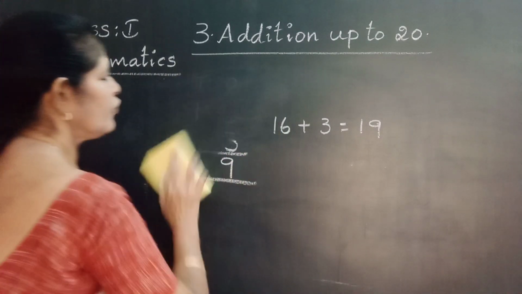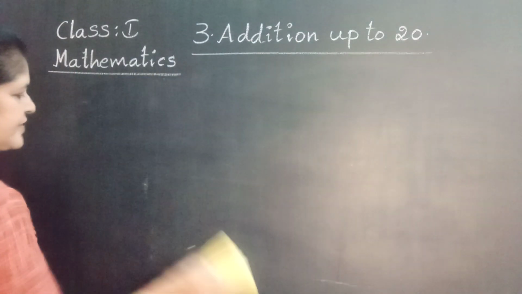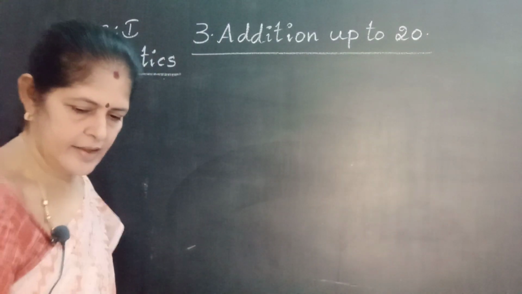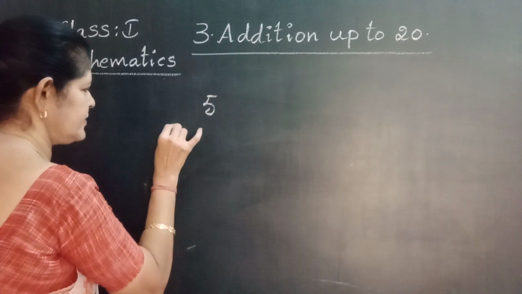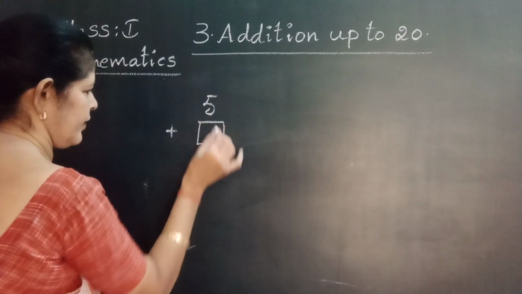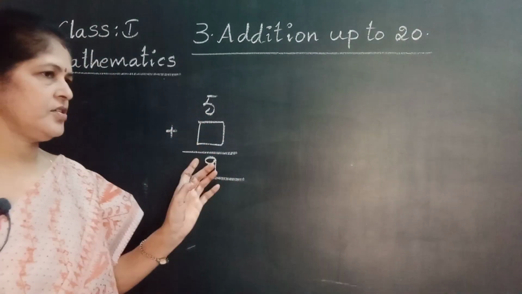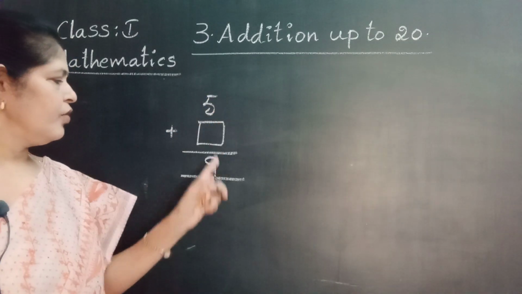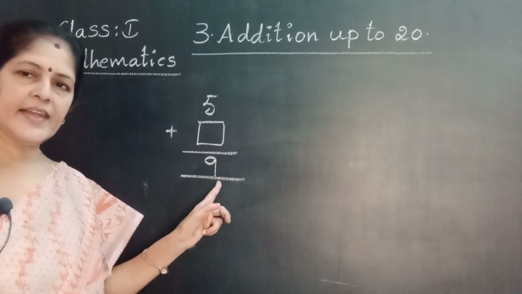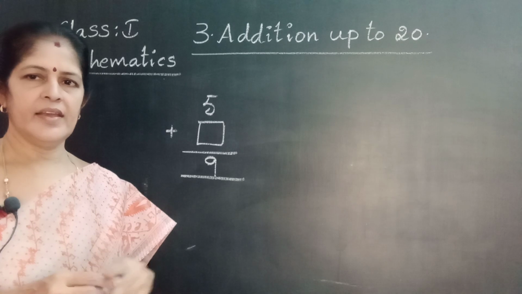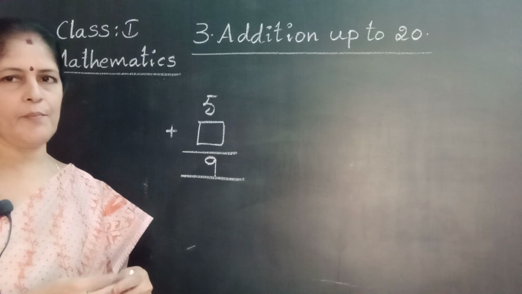Now, how to find the missing number in the addition? See, 5 plus, here we don't know the number. The total is 9. How much should be added to 5 to get 9? We don't know the second number. Here we know first number and total. Okay? How do you find the second number?